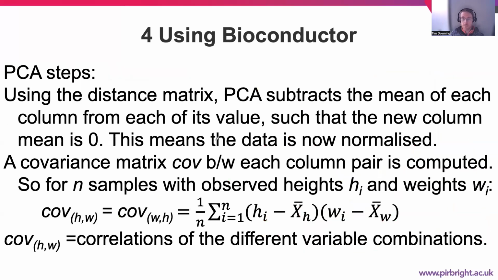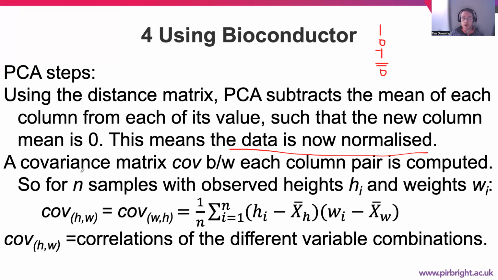So in terms of the steps, what we're doing with PCA is subtracting the mean from each of the values, such that the new column mean is 0. What this means is that the data is normalized. If you sum up all the values in a particular column after it's normalized, the sum total will be 0. It doesn't mean each of the values is 0, but it means the mean is now going to be 0.